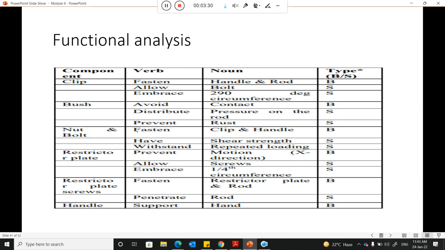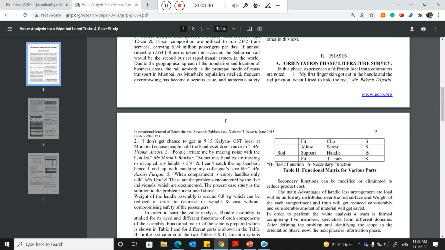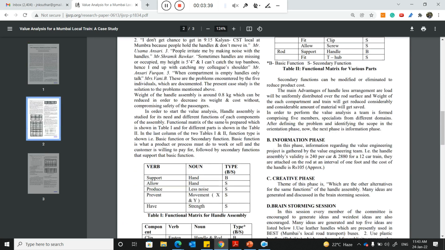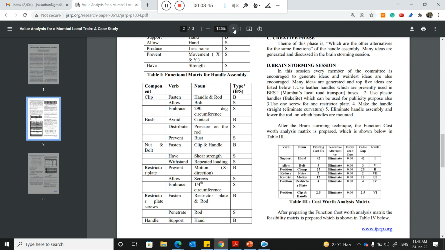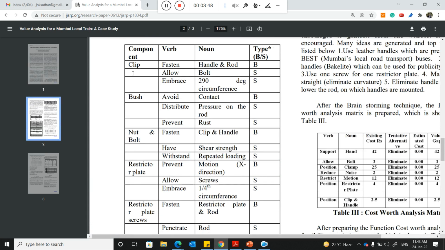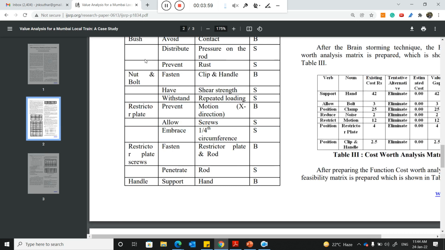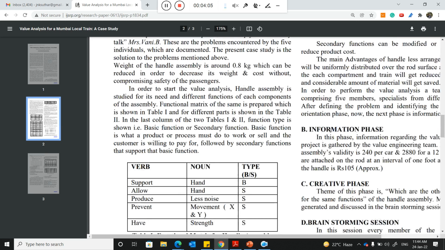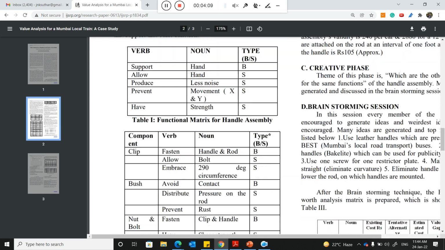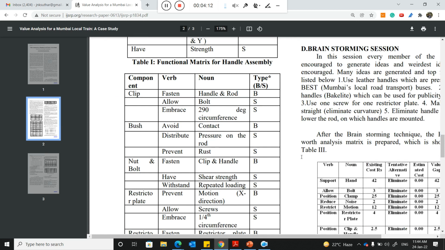So, function analysis. Maybe this point is not visible, so I go to the main slide. Here you can see the function analysis. First, we need to convert all the elements which we actually use for making this particular product. For making a handle, they use the clip, bush, nut and bolt, and different types of plates, as well as the handle. So: restrictor, plate, handle, and rod. These are the sub components actually utilized for making that handle.